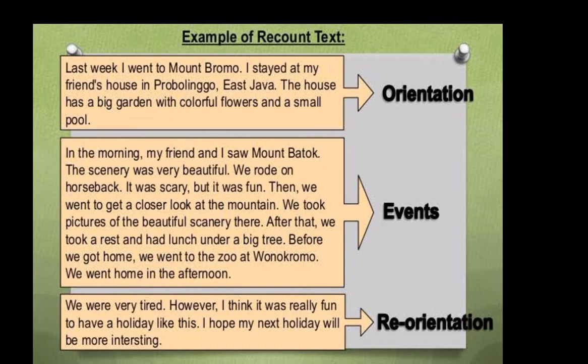Okay, these are the series of events in the story. In the morning, my friend and I saw Mount Batok. The scenery was very beautiful. We rode on horseback. It was scary, but it was fun. Then we went to get a closer look at the mountain. We took pictures of the beautiful scenery there. After that, we took a rest and had lunch under a big tree. Before we got home, we went to the zoo at Wonokromo. We went home in the afternoon. The story is written in a chronological way using temporal sequences like in the morning.